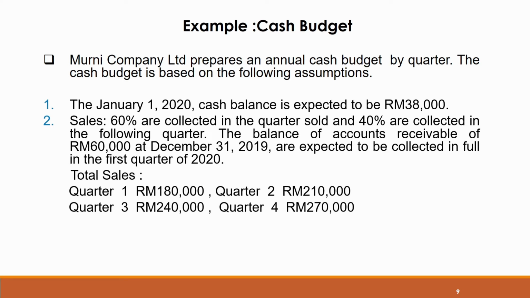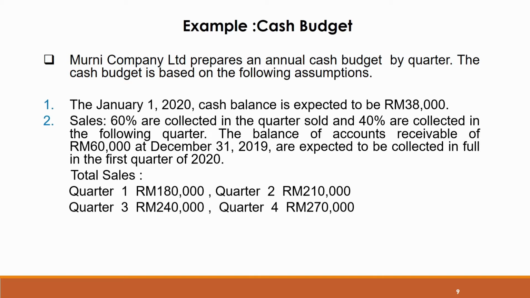Number two, of sales, 60% are collected in the quarter sold and 40% are collected in the following quarter. The balance of accounts receivable of Rm 60,000 at 31st December 2019 is expected to be collected in full in the first quarter of 2020. So this number two, we have to record in the cash receipts.